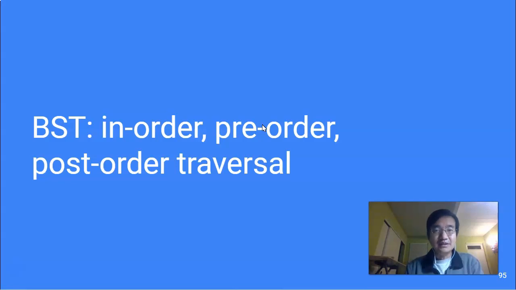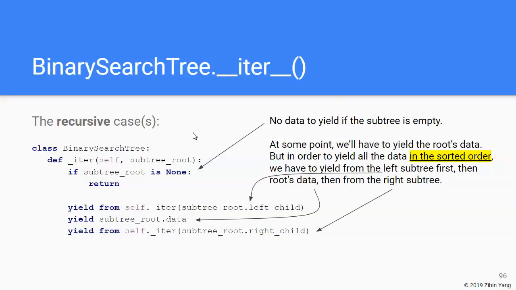Hi, in this video, let's talk about in-order, pre-order, and post-order traversal. So here is a quick review of our recursive iter that yields all the data from the tree: we yield from the left subtree first, and then yield the root's data, and then all the data from the right subtree. So we know that when we do it this way, all the data is yielded in sorted order.